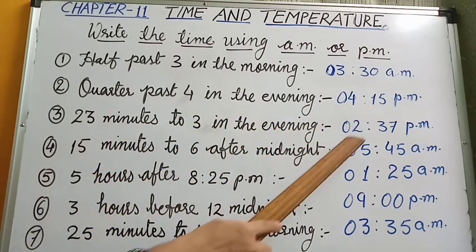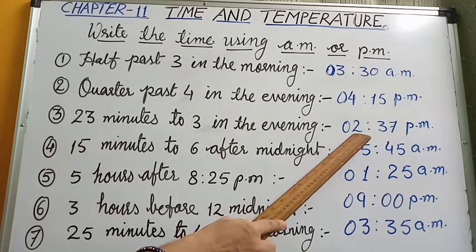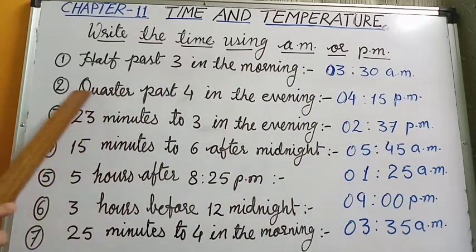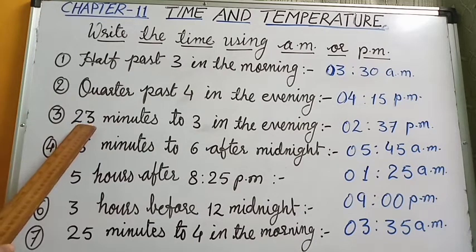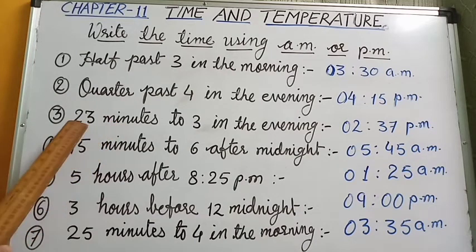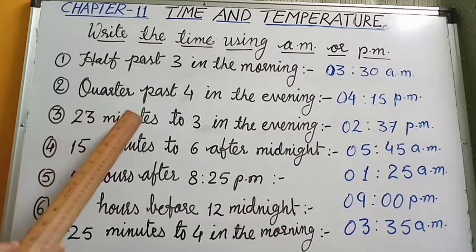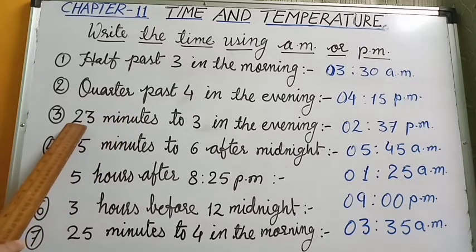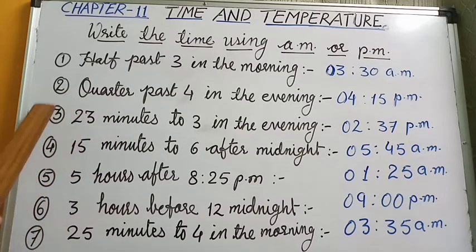Before 3 what comes? 2. So we can write 2 at hours place, and 23 minutes remaining. That means how many minutes passed? That means 60 minus 23. We have to subtract 23 from 60.